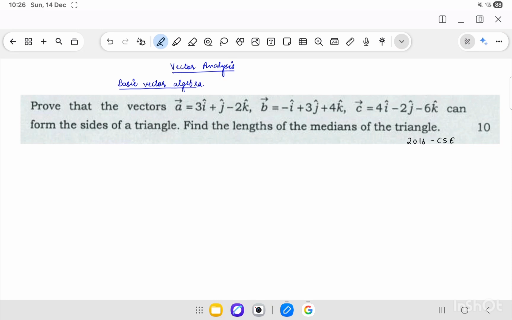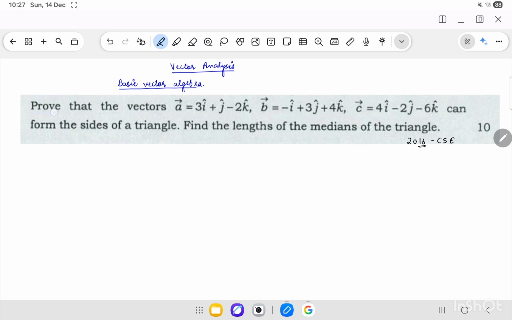Let's see them one by one. So there were only 4 questions asked related to this topic. One is in CSE, that's asked in 2016, and 3 other questions were asked in forest service examination. So let's see all the questions one by one.